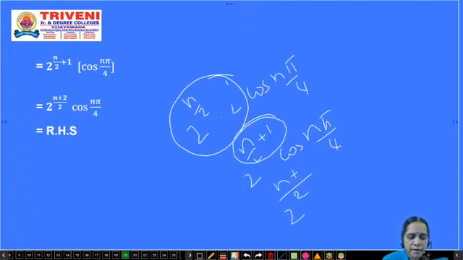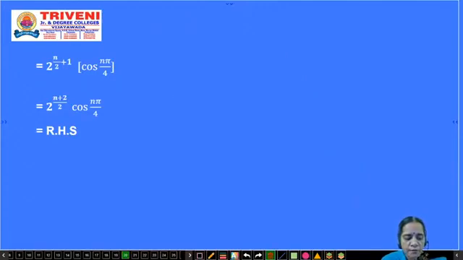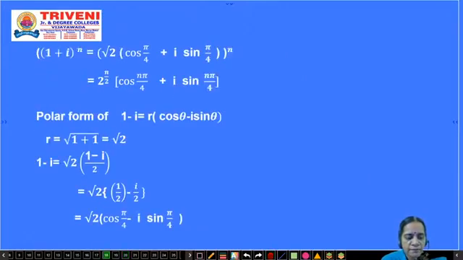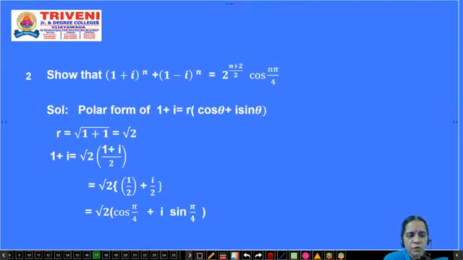2 power n plus 2 by 2 into cos of n pi by 4. In this problem, what we have to show is that (1 plus i) whole power n plus (1 minus i) whole power n is equal to 2 power (n plus 2) by 2 into cos n pi by 4.